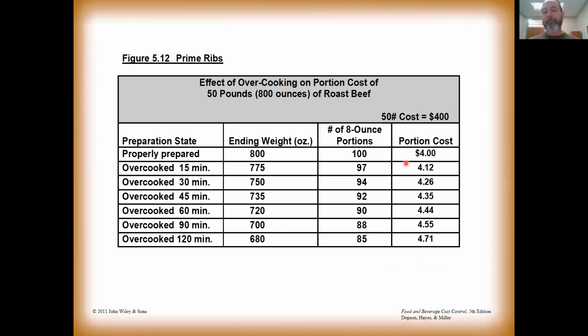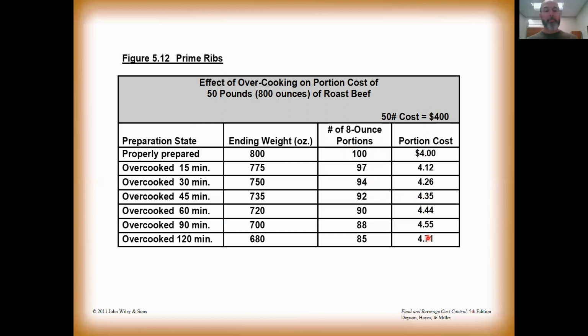So the idea here is that we started out with these 800 ounces, and ideally, if everyone had followed the instructions, we would have had 100 portions to divide that cost of $400 over. But as they decrease and decrease, then we have fewer portions to divide this $400 over. So that drives up the portion cost.